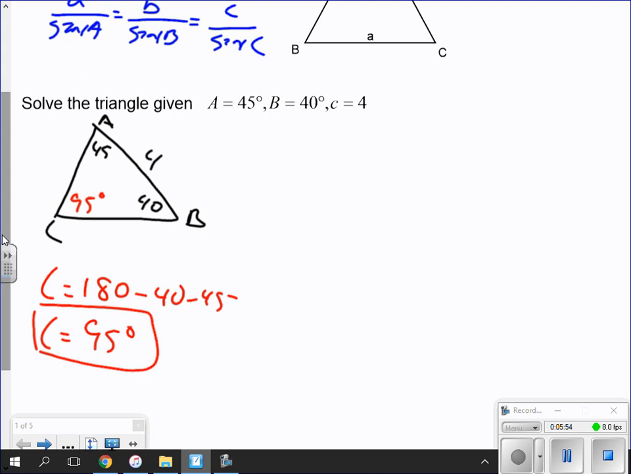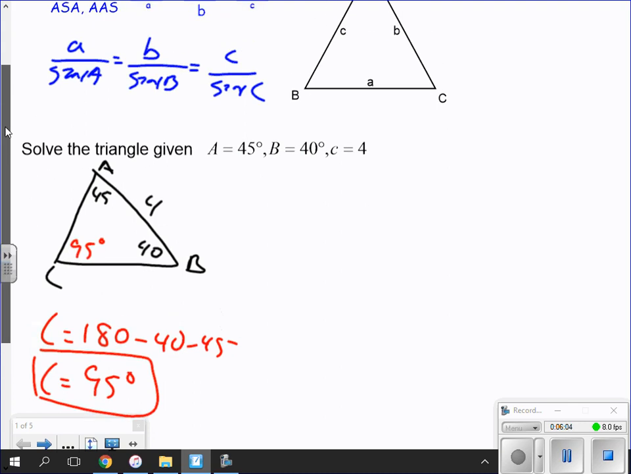Okay, so part of the reason you need to do this one first is in order to solve. One of the things you have to have to use the law of sines is a side and an angle that are opposite each other. If you don't have this relationship, you can't solve using the law of sines. You have to have a side and an angle opposite, or it doesn't work. Okay, you have to have that initial proportion. Then any other ones you can find.